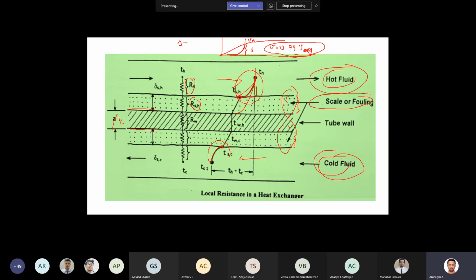We have many different types of fouling: precipitation fouling, particulate fouling, freeze fouling, chemical reaction fouling, corrosion fouling, and biofouling. One is called precipitation fouling. Precipitation fouling depends on the solubility of the solute present in the process fluid.